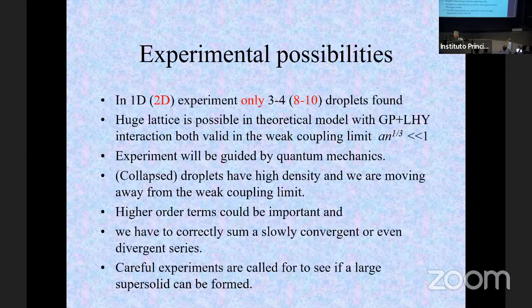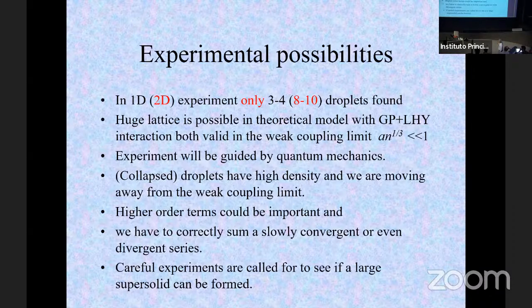So experiment will be guided by quantum mechanics and not by the theoretical model. Collapsed droplets have high density, and we are moving away from the weak coupling limit. So higher order terms would be important, and we have to correctly sum a slowly convergent or even divergent series of corrections. So careful experiments are called for to see if a large supersolid can be formed in this model.